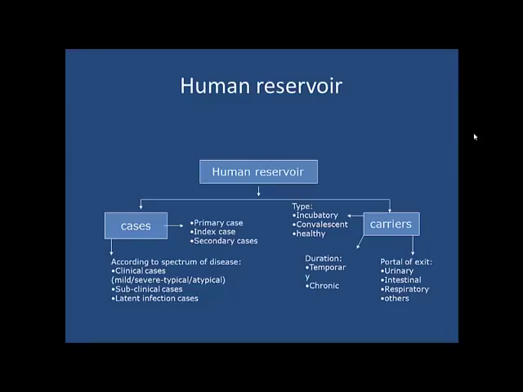The human reservoir can have a clinical infection, so a person with flu, for instance, that is actively coughing can spread the disease. They can have a subclinical infection where they actually spread the disease. One example of that would be Typhoid Mary.